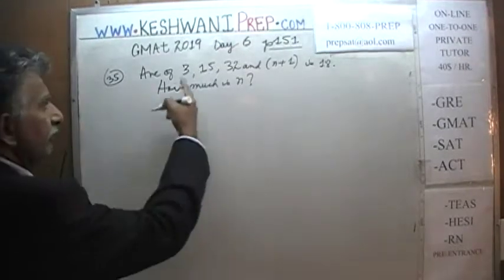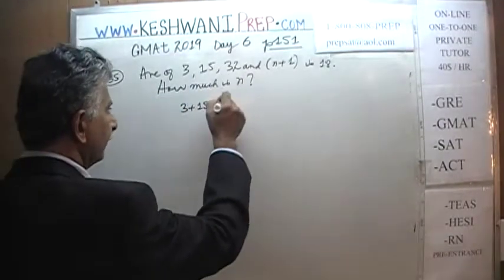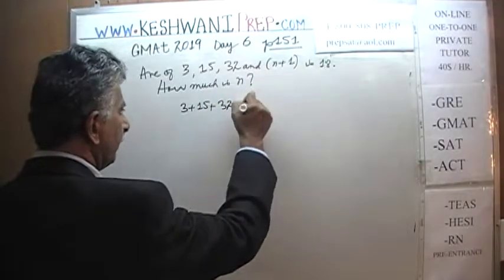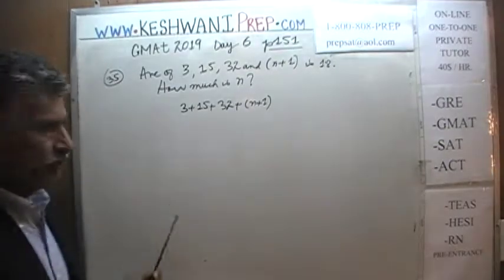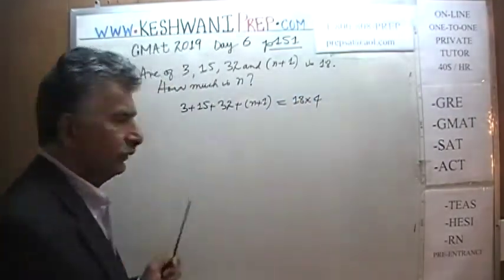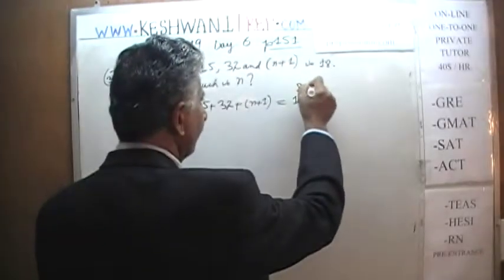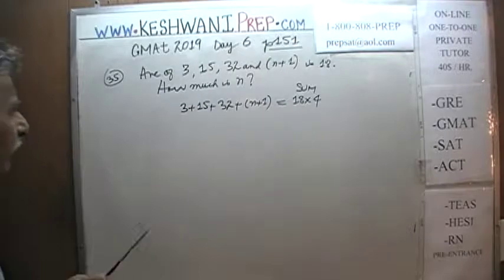So we know the average of these four quantities, 3 plus 15 plus 32, and finally the last quantity, n plus 1, their average is 18, which means their sum has to be 18 times 4. That is their sum, as you can see there. And we just have to solve for n, that's all it is. So let's find out, shall we?